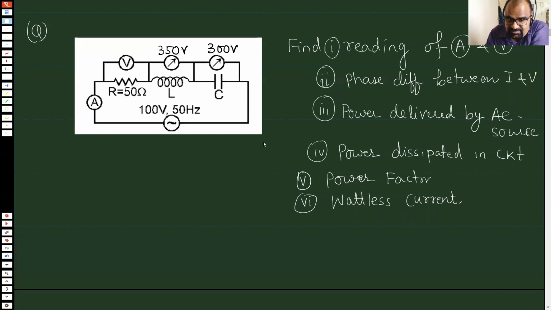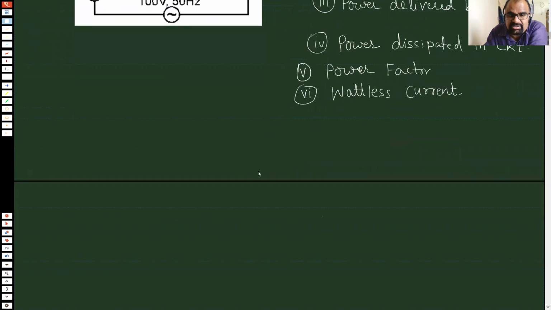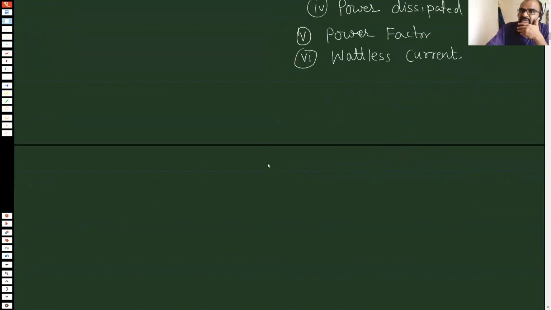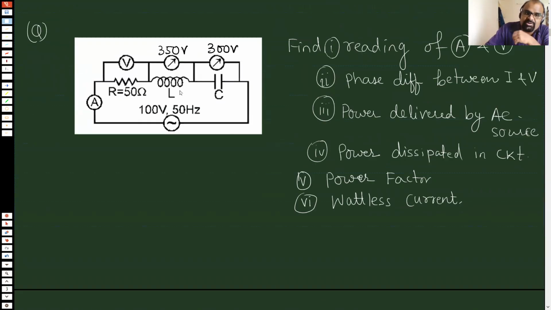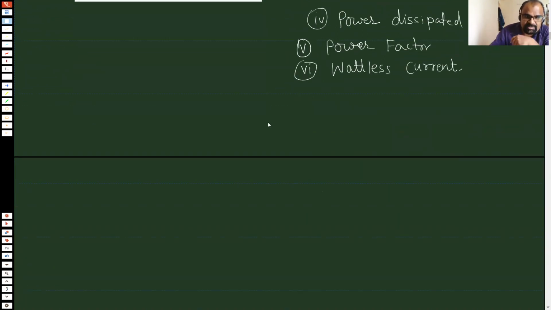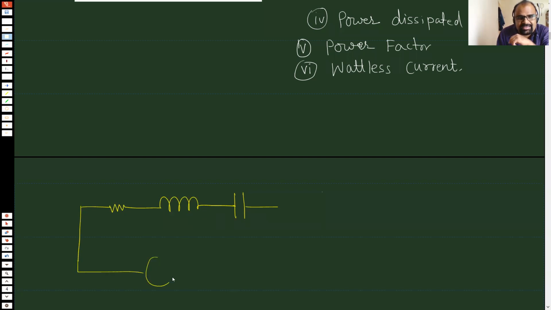So let me start solving this question. Maybe some more data is required. Maybe the value of current is required. I don't know that much at this moment. So I will start solving this question. Obviously, the values of L and C are not given as of now, and hopefully we will be able to solve without those values. So let me draw that diagram. We have this resistor, this inductor, this capacitor connected to an AC source.